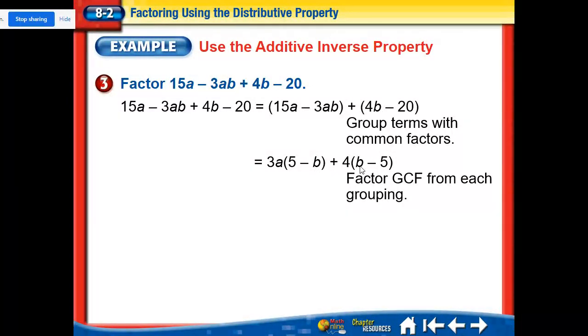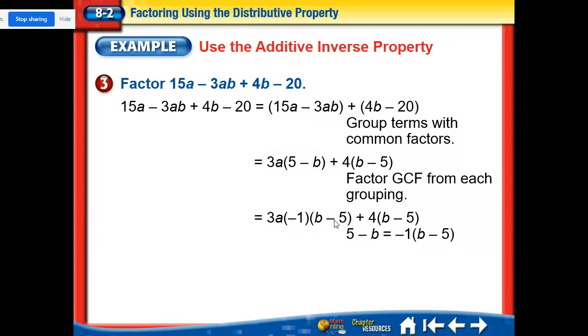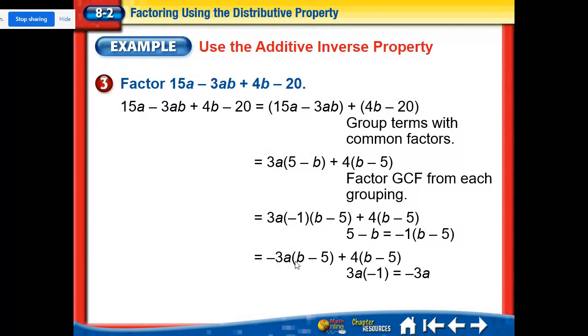Notice these are close, but not quite the same. This is the one exception. This is one that we can still do. This is backwards. And the way that we solve that is we put a negative 1 in there. And by putting the negative 1 in there, it flips this around. And now they are exactly the same. Because 5 minus b is the same thing as negative 1 times b minus 5. So that's the one exception when they're exactly opposite like that, and you have to put negative 1 for one of them and flip it around. So I have negative 3a, b minus 5, and 4 and b minus 5. So then b minus 5 comes together in front, and negative 3a plus 4 is the other one.